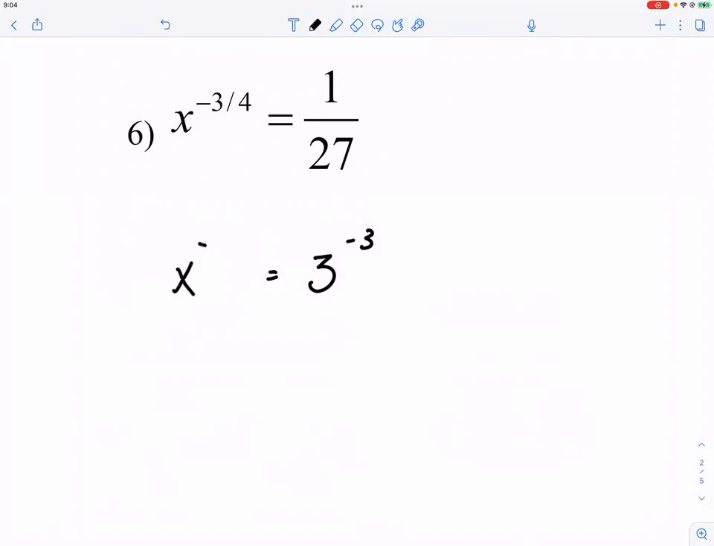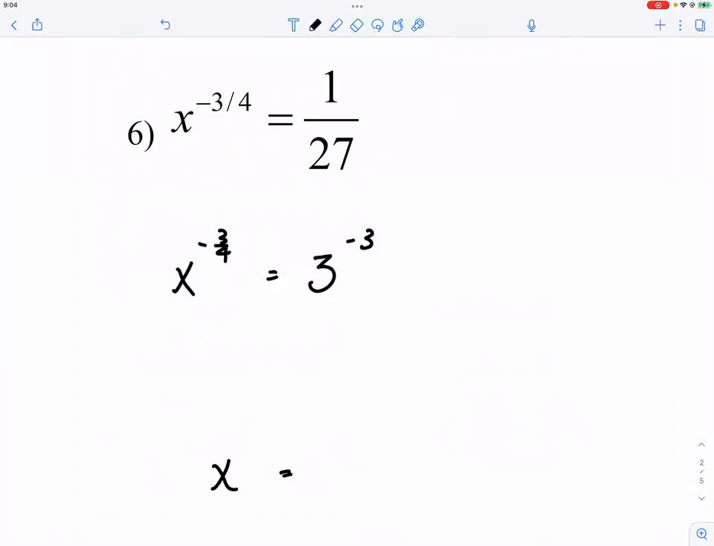And then you have x to the -3 over 4. Now, do me a favor, and do yourself a favor as well. It is printed as a slash, but when you write it, don't write the slash. Keep it as a fraction line, like a horizontal fraction line. Now, what is our job? Our job is to get x by itself.